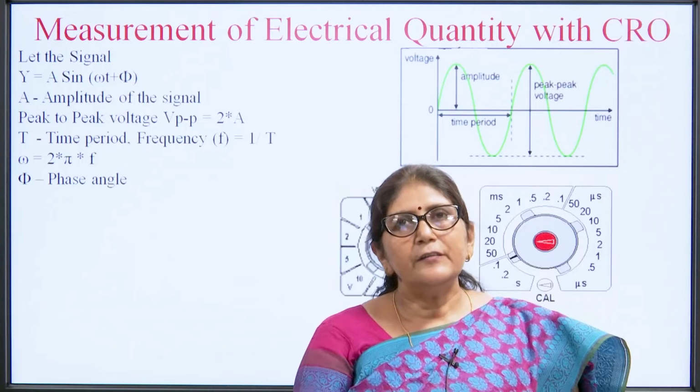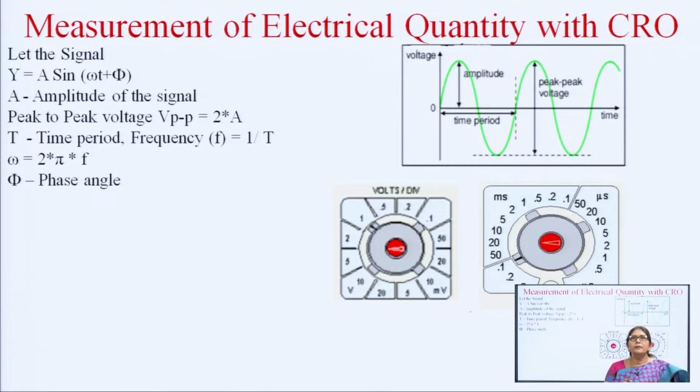So, by measuring any signal, we can measure from the CRO the peak to peak amplitude, from minimum to maximum value. We can measure the amplitude, meaning one side of the signal, that is from 0 to the positive highest value or 0 to the negative highest value. Then we can measure the time period of the signal, and by measuring the time period we can find out the frequency of the signal.